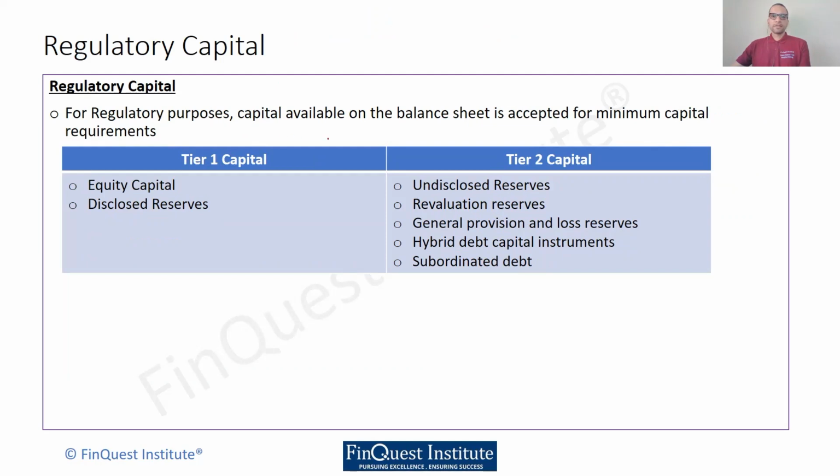Now, for regulatory purposes, capital on the balance sheet is accepted for the regulatory calculations. So we have the common terms like Tier 1 capital, Tier 2 capital, etc. Now, a few of the components which go into Tier 1 and Tier 2 have been mentioned here for your information.